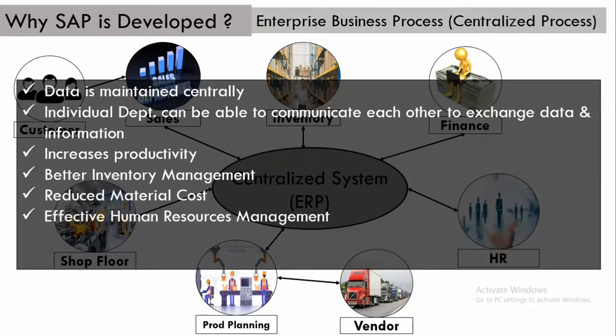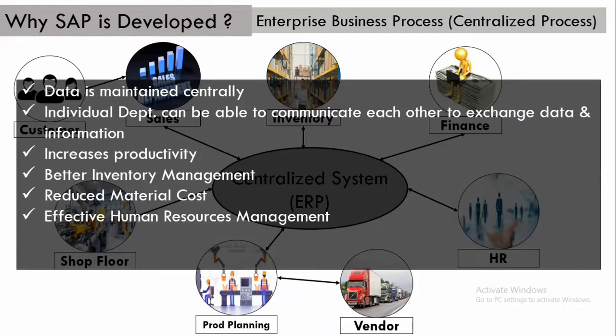See, these are the benefits. Data is maintained centrally. Individual departments are able to communicate with each other to exchange data and information. It increases productivity. How does productivity increase? If we get customers from outside the market instantly, or if we get customers in the market regularly, then ultimately the demand will rise. If the demand rises, automatically the productivity rises. Then the company will be on the profit side.